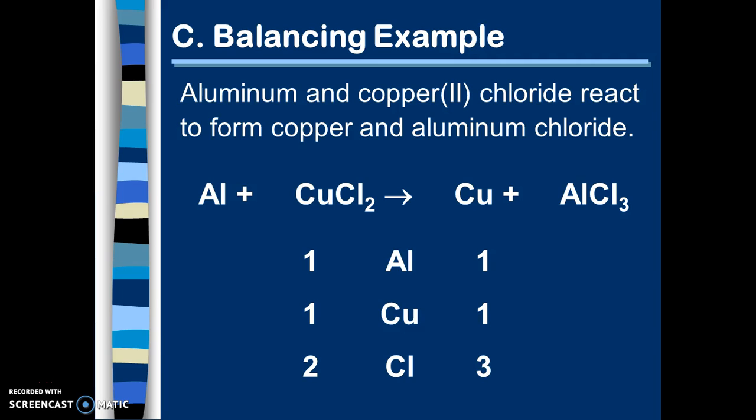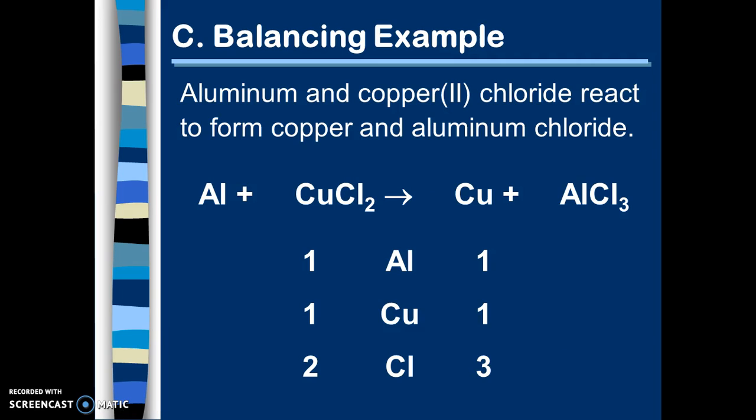So that's good. But when I get to chlorine, I have 2 chlorine on the reactant side because of this 2 right here. And I have 3 chlorine on the product side because of this 3 right here. Now, why do I have 3 chlorine here? Because aluminum is a +3 charge and the chloride ion's a -1. So I have to have 3 chloride ions to balance out this aluminum. But the copper is a +2 charge, so I only need 2 chloride ions to balance out the copper. So that's why the subscripts are different.